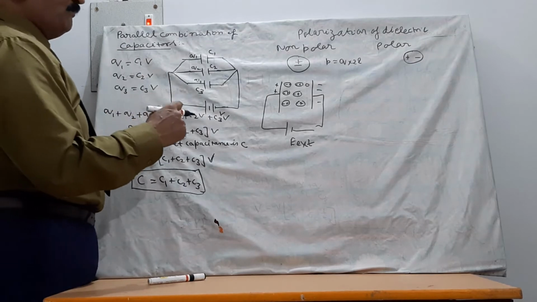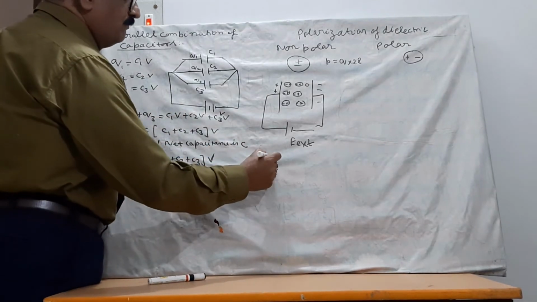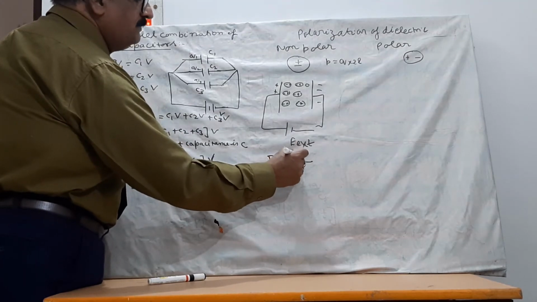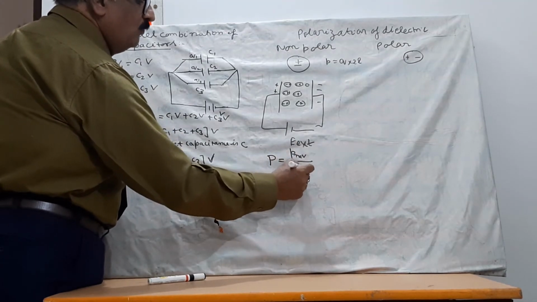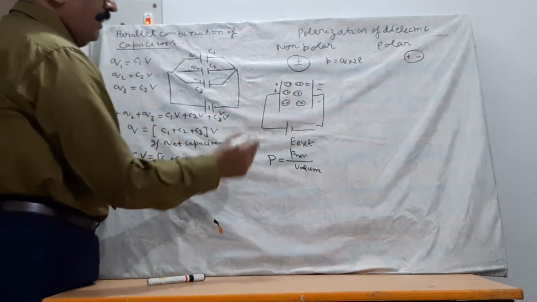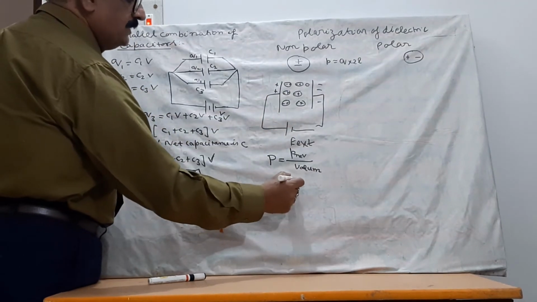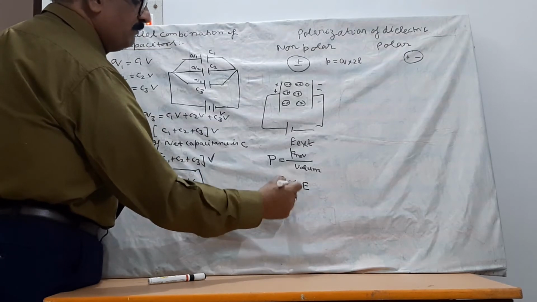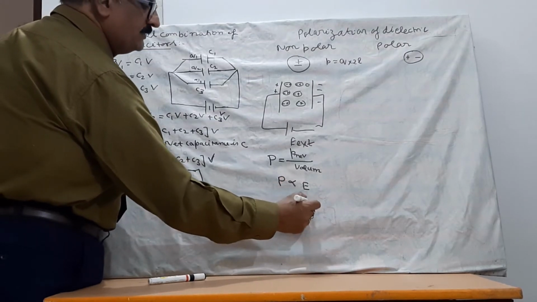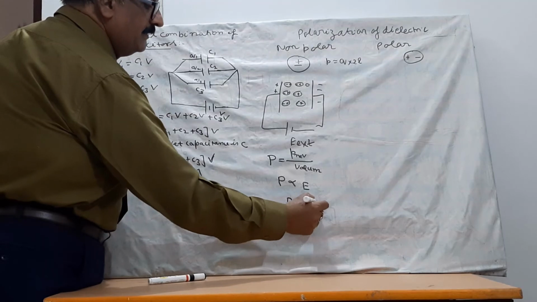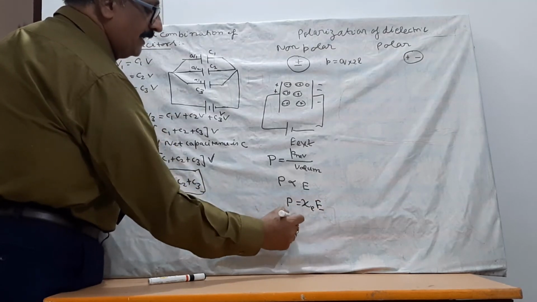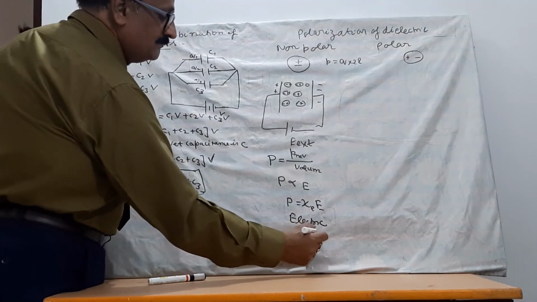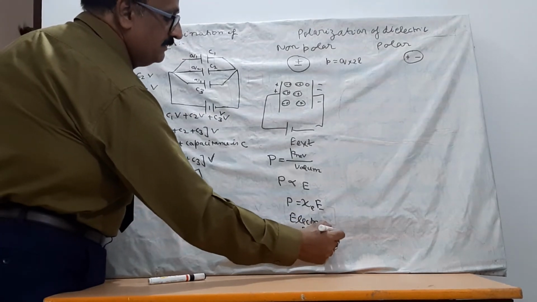And net polarization is denoted by capital P, it is equal to net dipole moment, P net, upon volume. And this P net is proportional to applied electric field. And therefore P is proportional to E, P is equal to constant chi E. This constant is called electric susceptibility of the material.